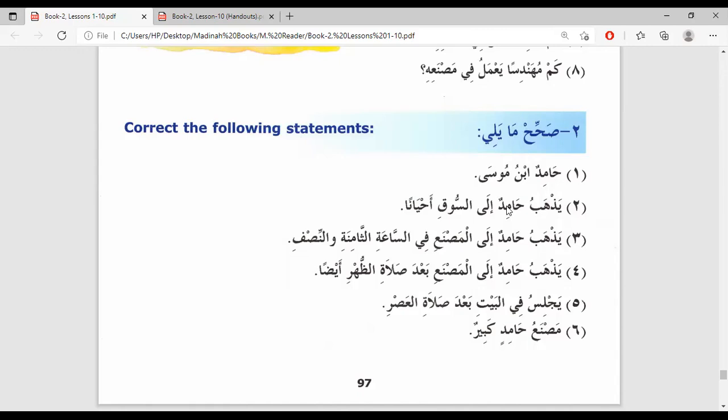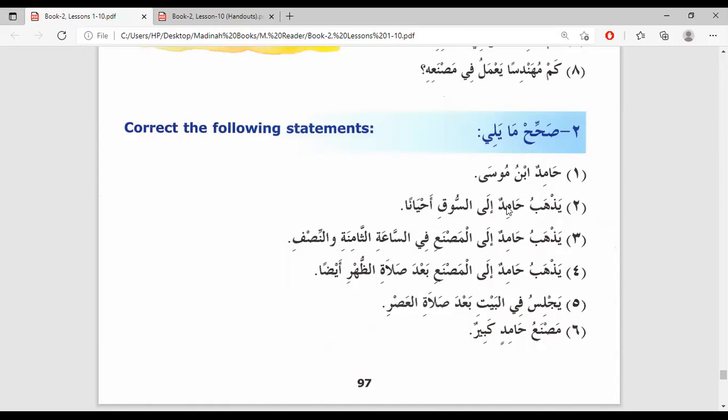حامد ابن موسى. We have to add noon first of all. نون القطني, yes. حامد ابن موسى. Ibn Musa. But here, no. Here, I think there is something that needs to be fixed. حامد ibn Musa.